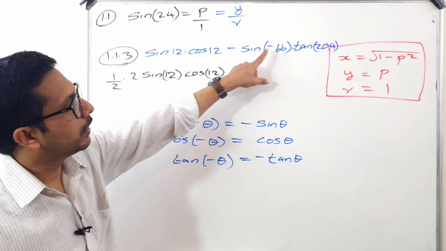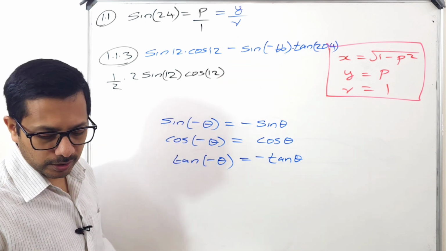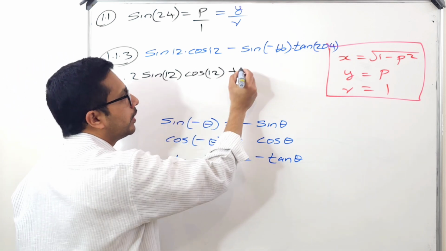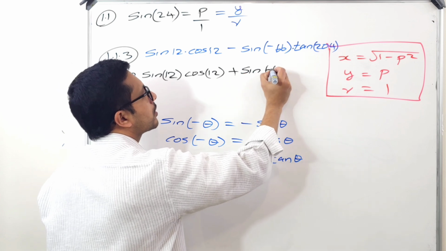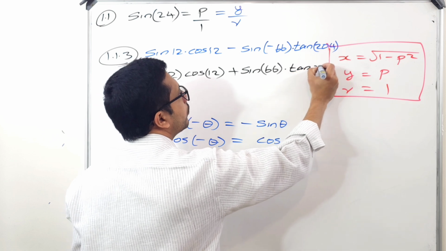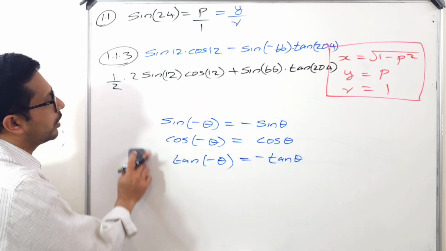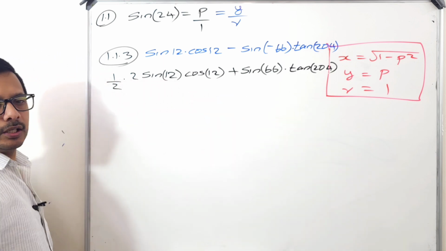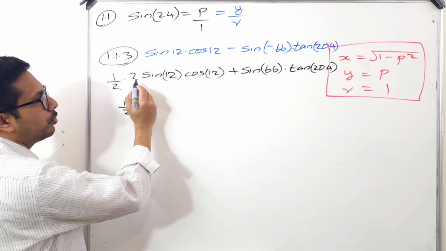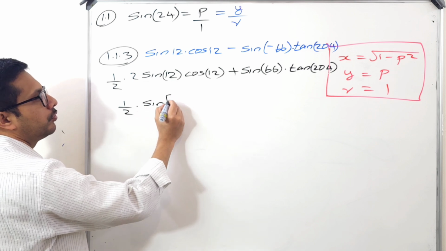So look at this one. Sine of minus 66. So I can take this minus outside. Am I right? So that minus and this minus and this minus is going to be plus. Okay. Then sine 66 times tan of 204. You understand? Okay. So now look at the next step. Here, like what I said before, this 1 over 2 times 2 sine 12 cos 12, how can I write that one? Double angle. Sine of 2 times 12.